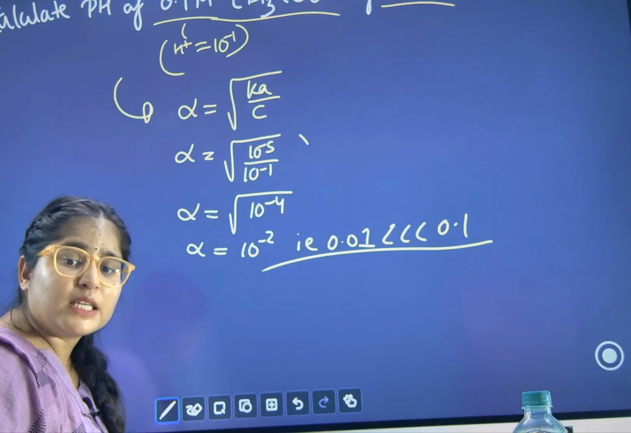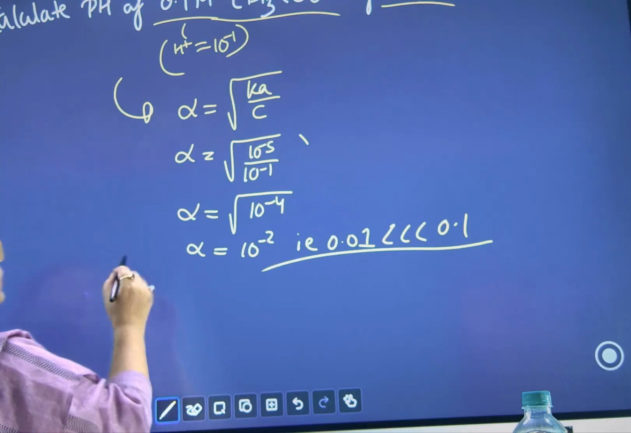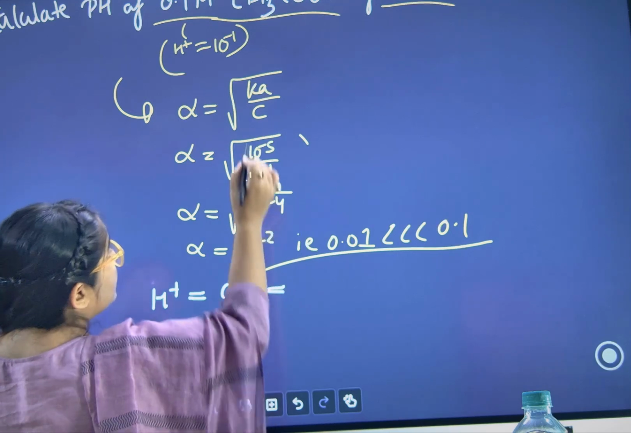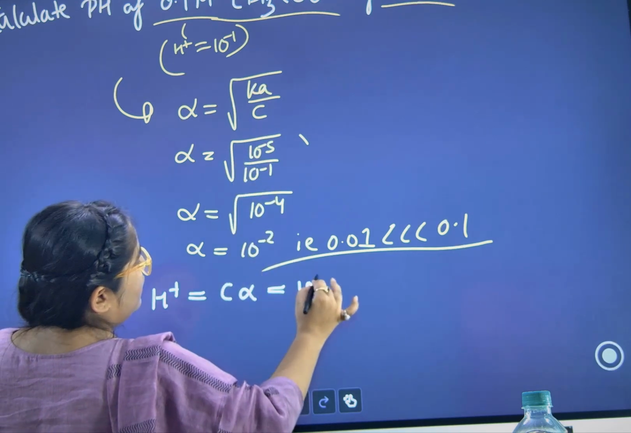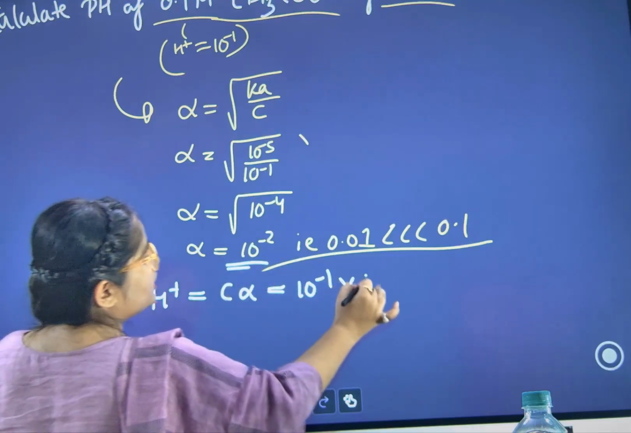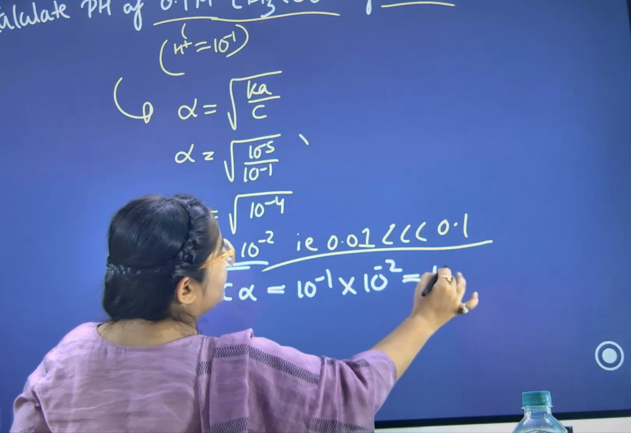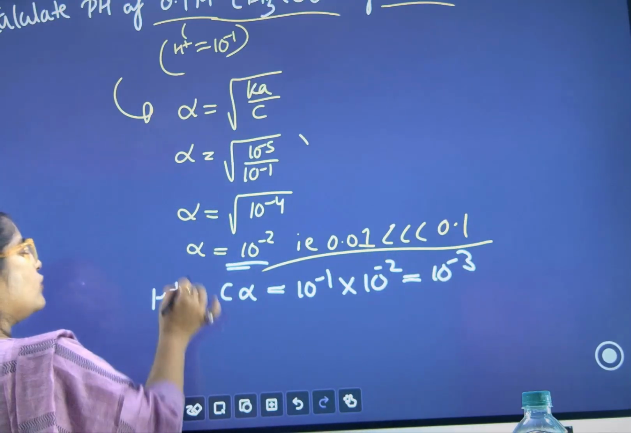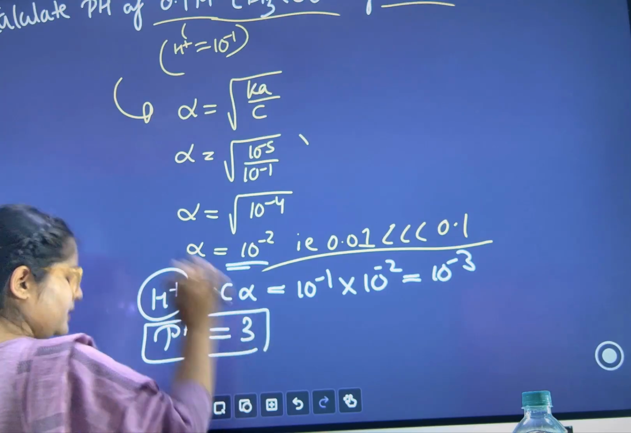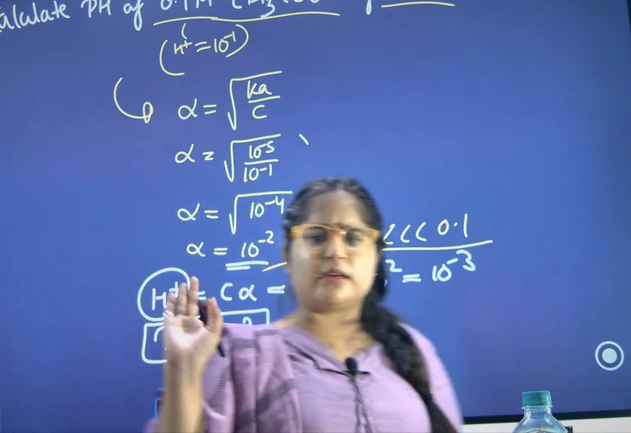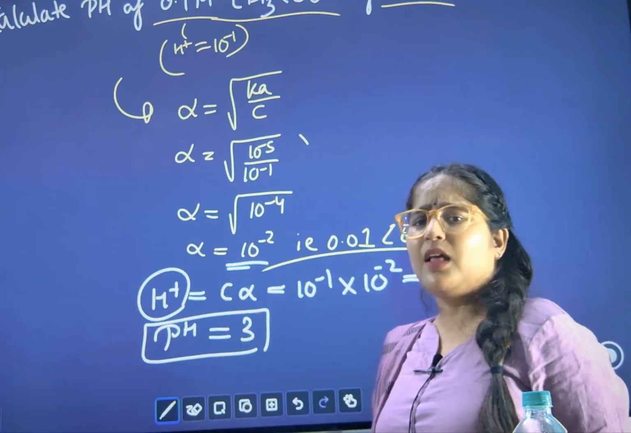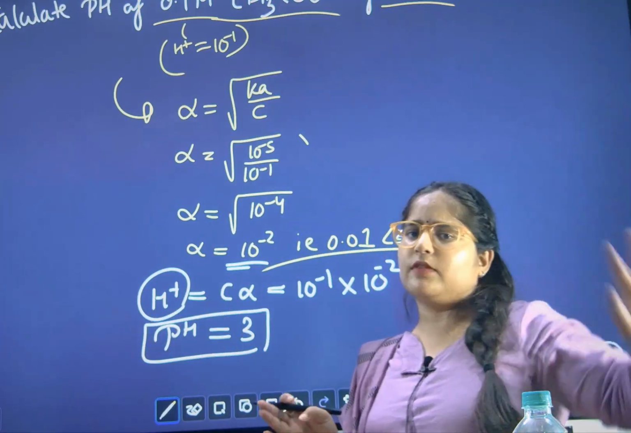So it's a simple question. What will I do here? I will calculate H+. H+ equals C alpha. Concentration was how much? 10 to the power minus 1, and alpha is how much? 10 to the power minus 2. That is 10 to the power minus 3, and we know if H+ is 10 to the power minus 3, pH will be 3 here. Easy or not? Very easy. I am not using that half pKa formula and all. I am using our general formula. Remember one formula and apply it everywhere.